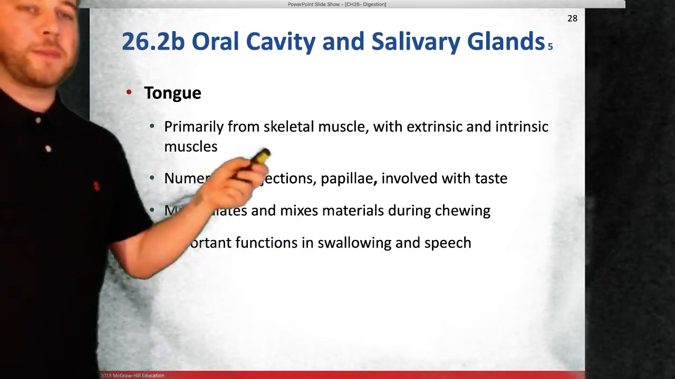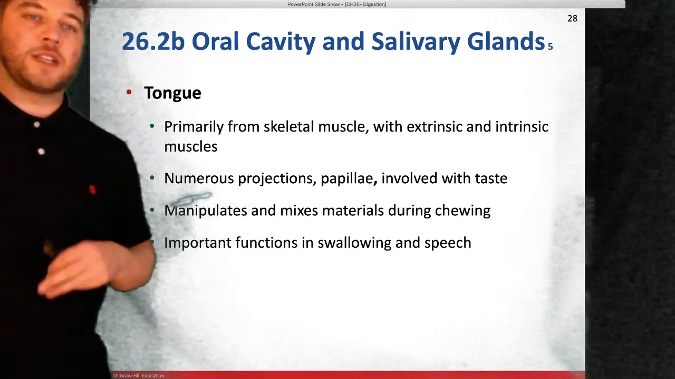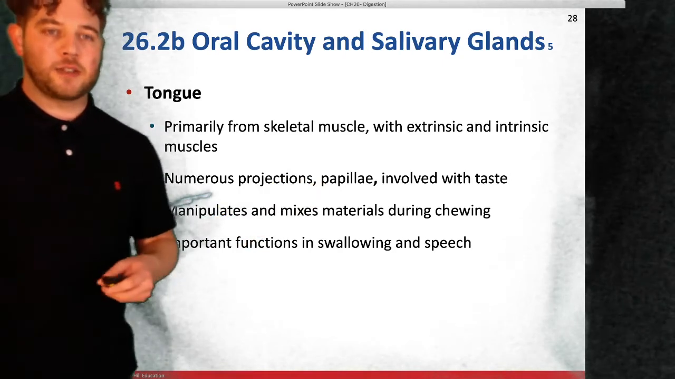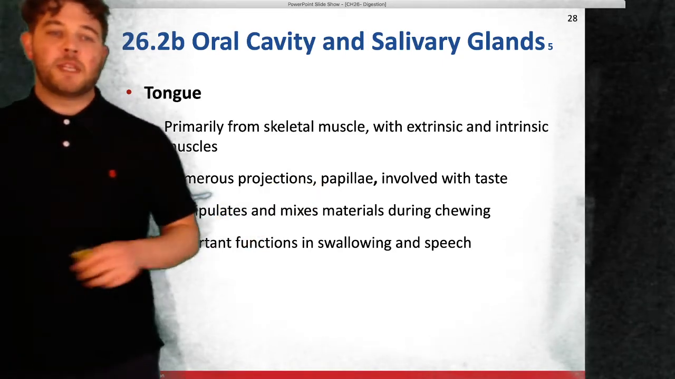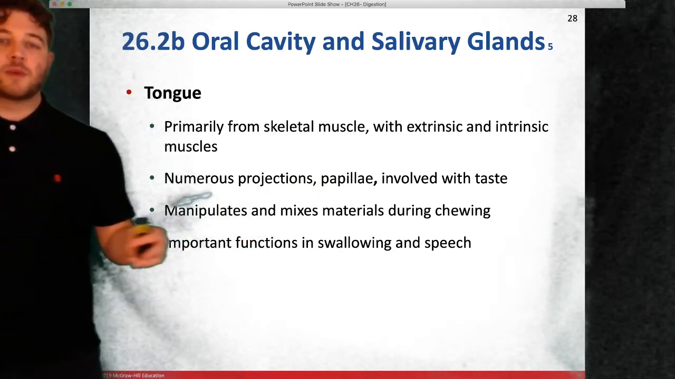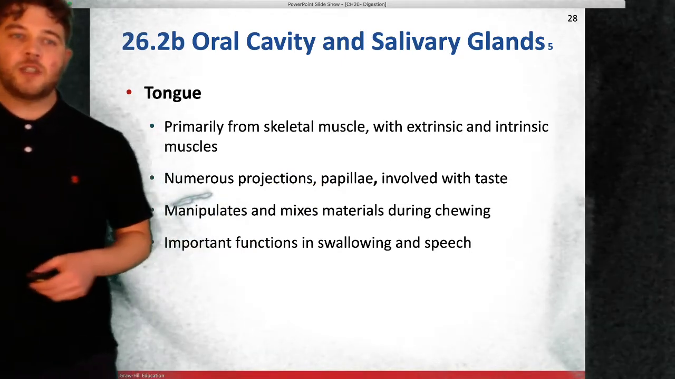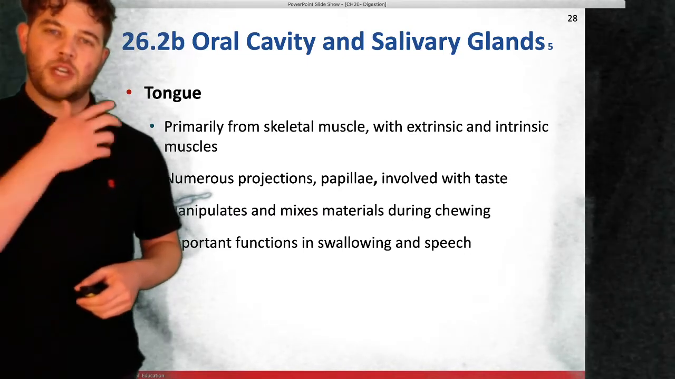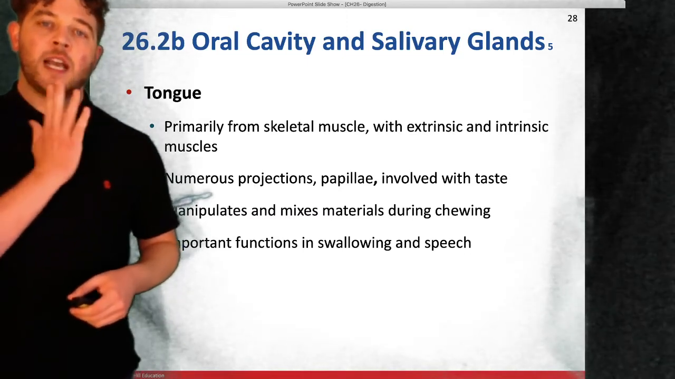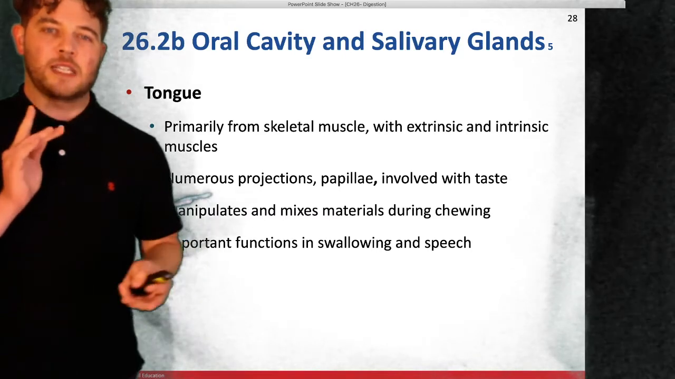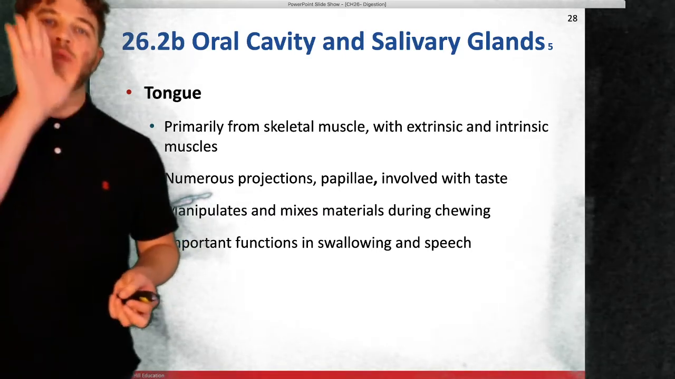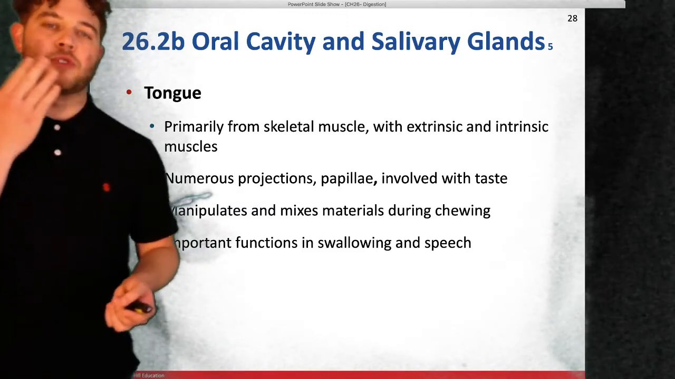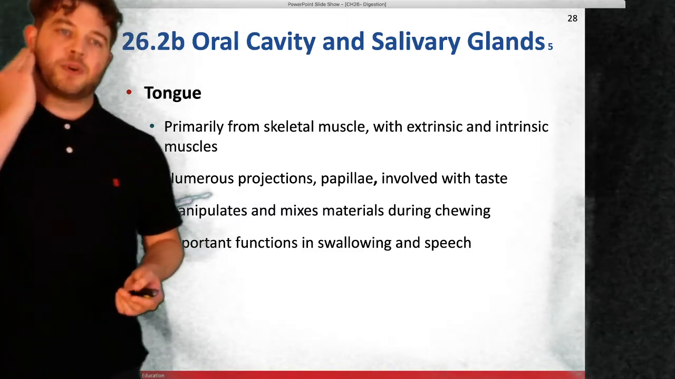Your tongue is primarily skeletal muscle with both extrinsic and intrinsic muscles. Numerous projections called papillae are involved with taste, your taste buds. The tongue helps to manipulate and mix materials during chewing, as well as function in swallowing and speech. You don't really notice how important your tongue is for eating until you start to focus on it, and you notice how much you manipulate food with your tongue. And when we go to swallow, again, we'll get into this, but our tongue really helps to push food up into those ridges at the hard palate, the anterior portion of the oral cavity, and then helps to push back.